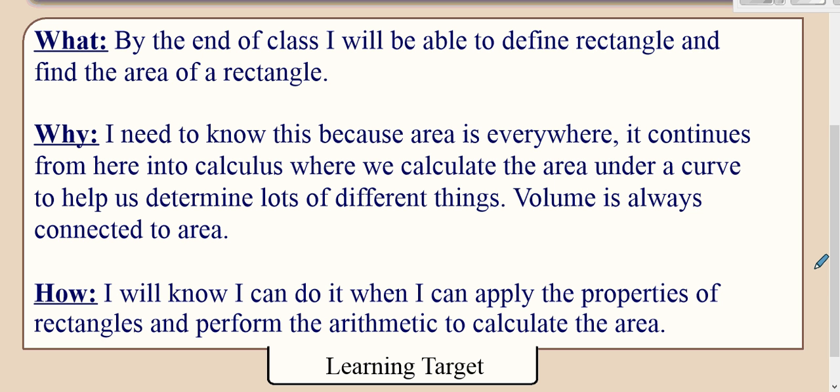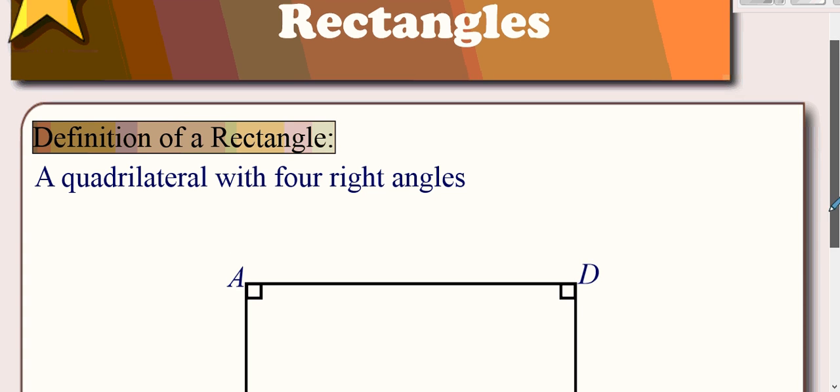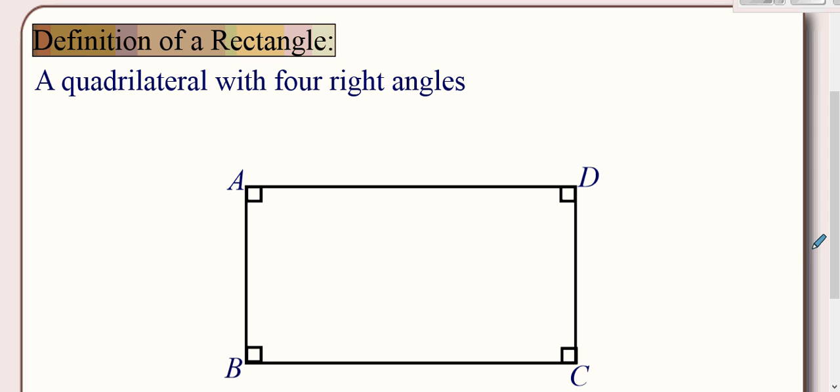So, there could be a lot of properties about rectangles. Some of them are unique to rectangles. We'll get to them in a second. But first, a rectangle is a quadrilateral, so it can only have 4 sides, and it's got to have 4 right angles. So rectangles have 4 right angles. That's it. That's all you're looking for to see if something is a rectangle.